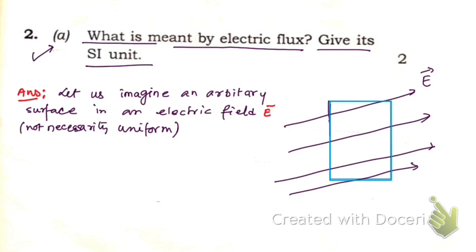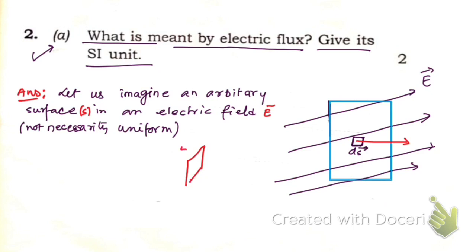Its surface area is suppose S. I have taken S as the surface area, and let us consider a very small portion, ds. This area is suppose ds. Now let me take this as the area vector. If you have a surface, then what will be the area vector? Say this is the right side, this is the left side of the surface.